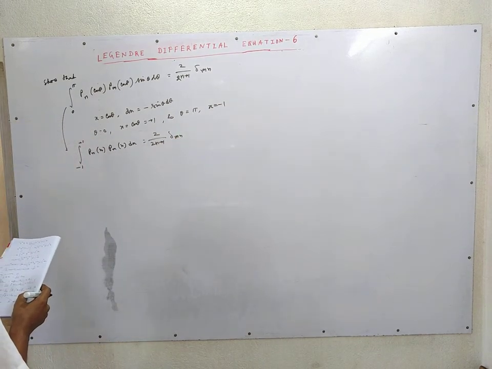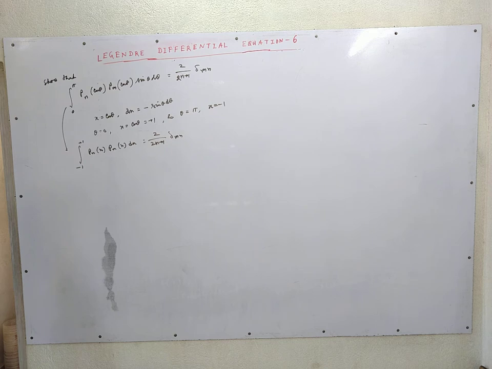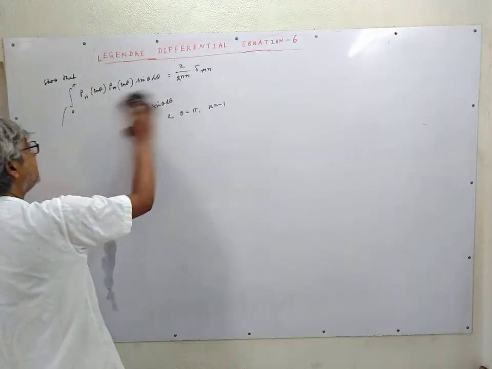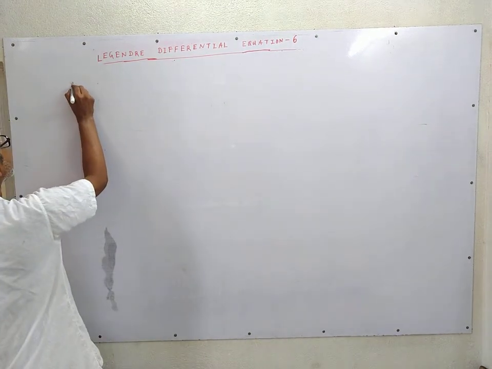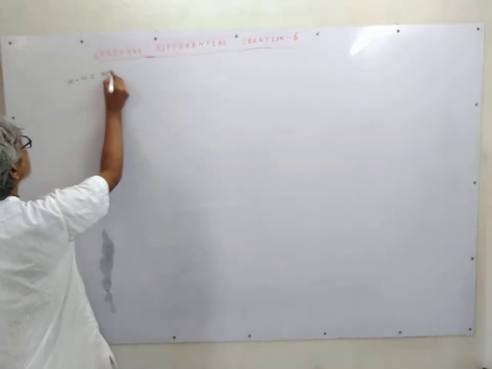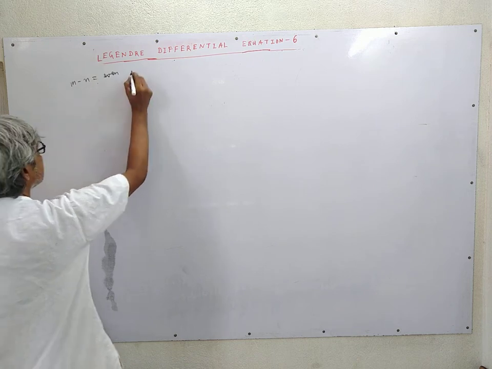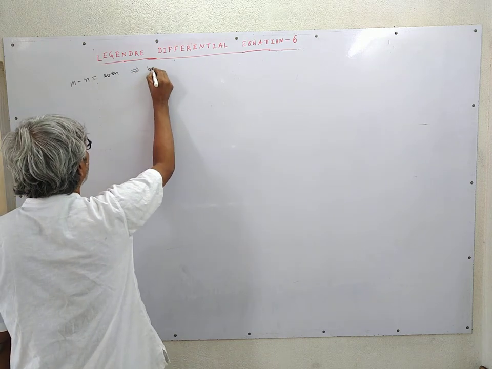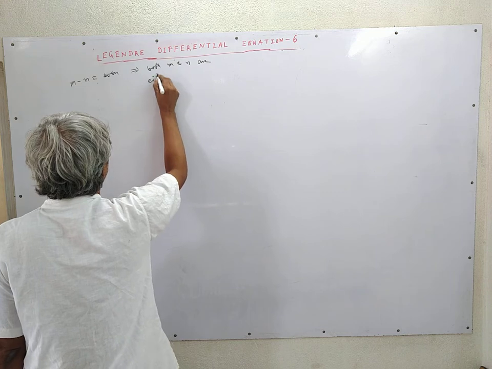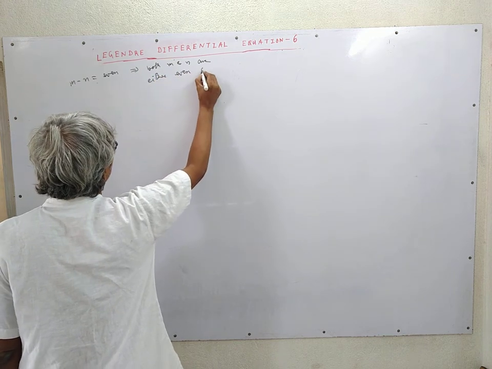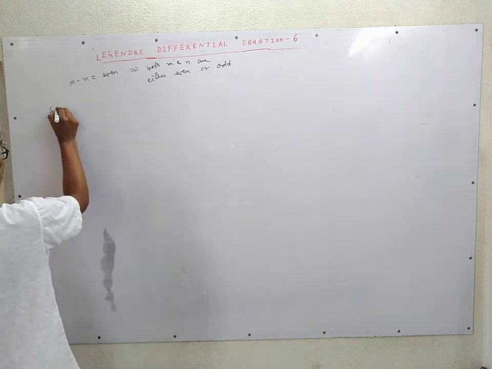Now coming to the second one. If the difference between m and n is an even quantity, it is given that m minus n is equal to even. That means both m and n are either even or odd. There is no mixing.